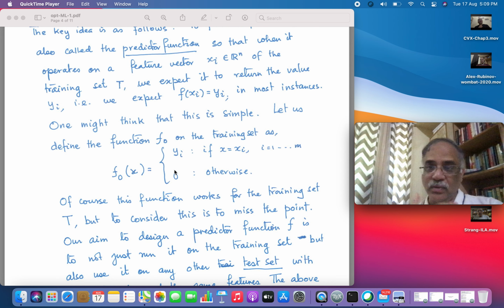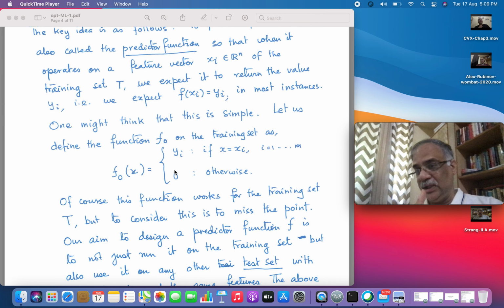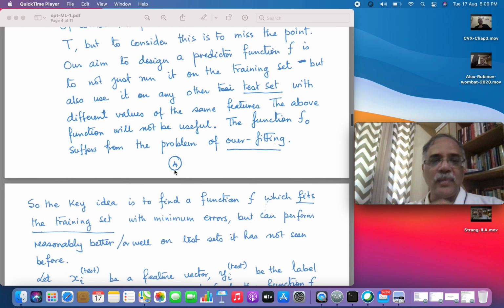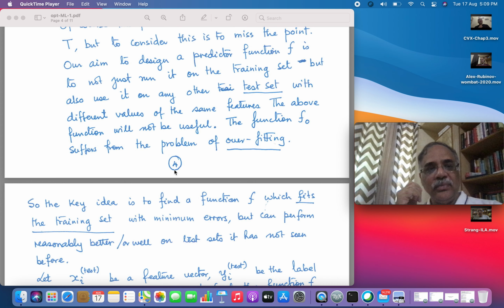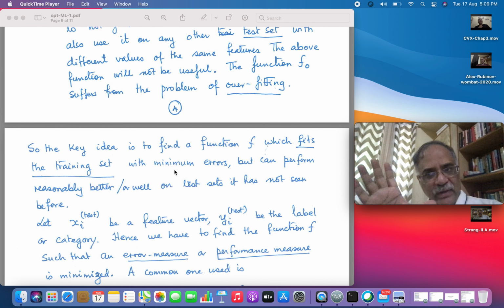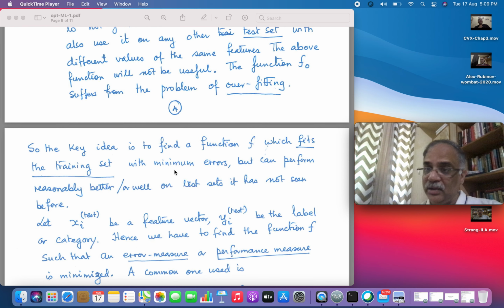Such a function suffers from what is called overfitting. It overfits the data. It fits the training data so perfectly that it doesn't really work at all on the test data. So the key idea is to find a function f which will fit the training set with very few errors but can perform reasonably well on the test set, which we have not seen before.